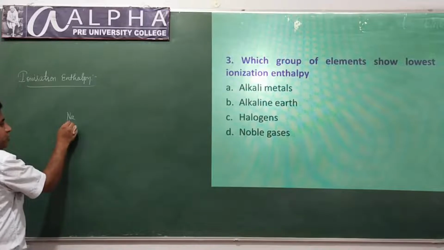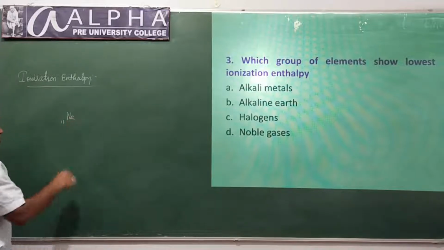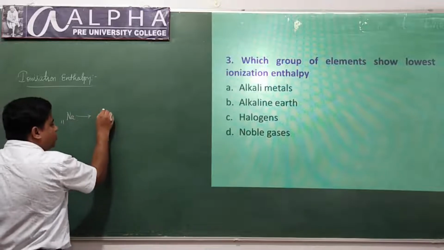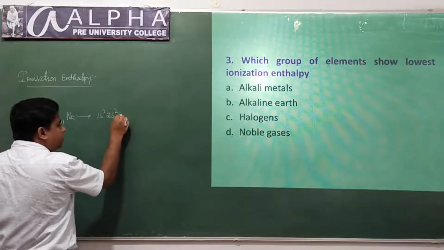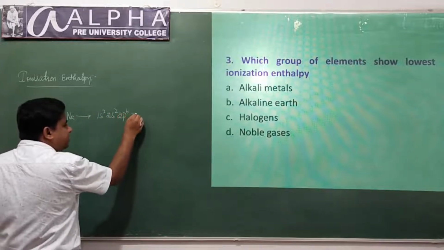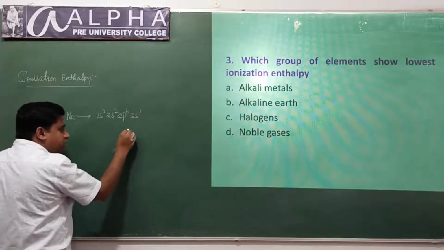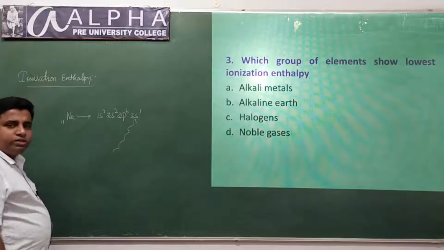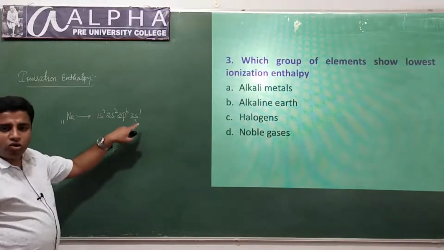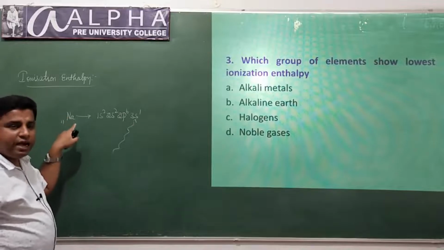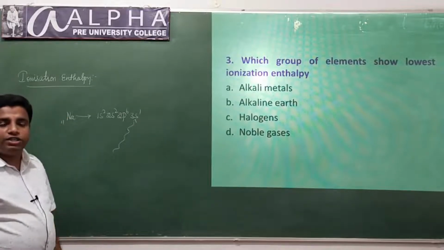Now if I have to remove, what is its electronic configuration? Atomic number is 11. What is its electronic configuration? It is 1s2, 2s2, 2p6, 3s1. Now, what is the amount of energy required to remove this outermost electron from an isolated gaseous ground state atom called? Ionization enthalpy.